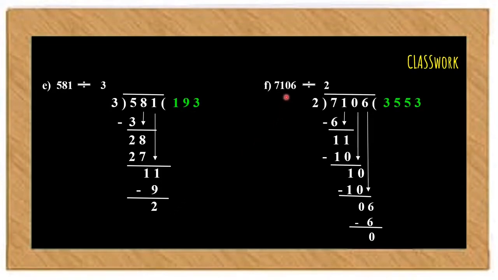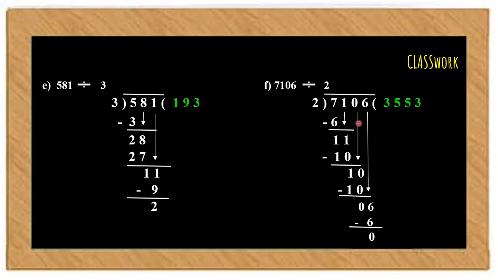Moving on, in the F part, we have 7106, which needs to be divided by 2. Again children, if you observe, 7 can be divided by 2 because it is bigger than it. Therefore, we write 2 multiplied by 3, giving us 6. 7 minus 6 gives us 1. We bring down the second digit of the dividend to obtain 11. 2 multiplied by 5 gives us 10, which when subtracted from 11 gives us 1 as the answer.